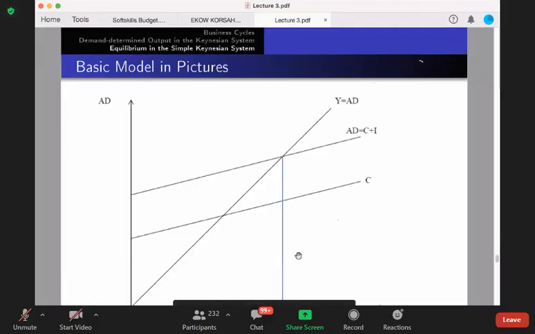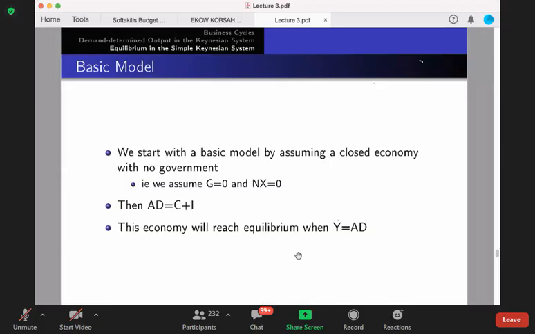So here we are saying that aggregate demand is determined by what? Consumption plus investment. So the economy will reach an equilibrium when Y, national income, is equal to what? Don't forget, we said that output is demand determined. So equilibrium will be reached when Y is equal to AD.